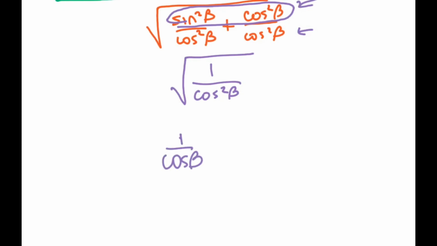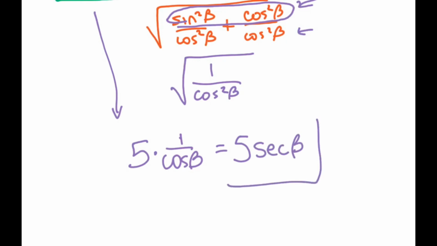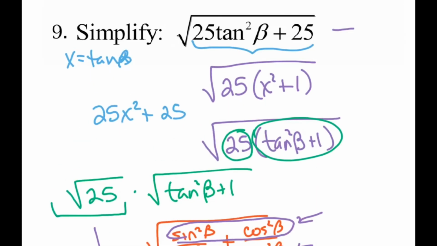And then don't forget we've got the 5. And that's equal to 5. 1 over cosine is secant beta. And that is the answer. That is what this mess right there is equal to. So let's write that. Equals 5 secant beta.